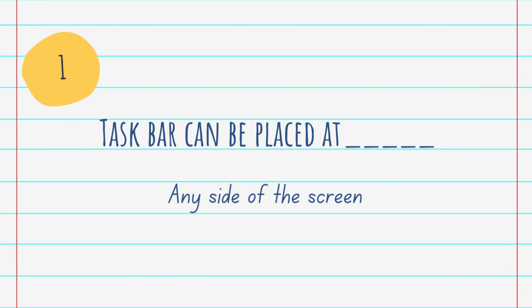Taskbar is the bar used to launch and monitor running applications. Actually, it is the access point for programs displayed on the desktop, even if the program is minimized. It is actually found at the bottom of the screen. However, it can be placed at the left, right, or the top section of the desktop. That's why the correct answer is at any side of the screen, taskbar can be placed.